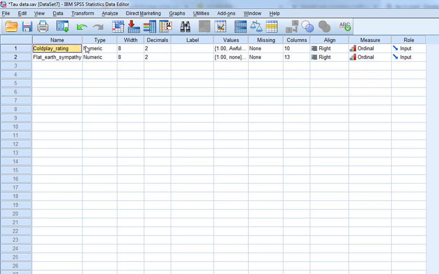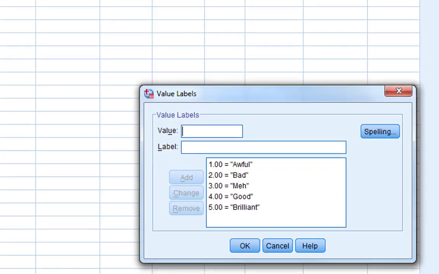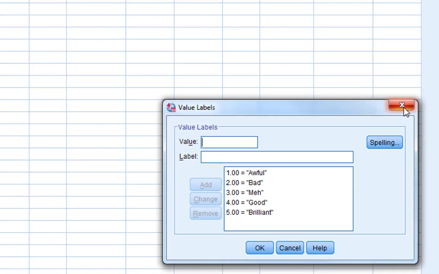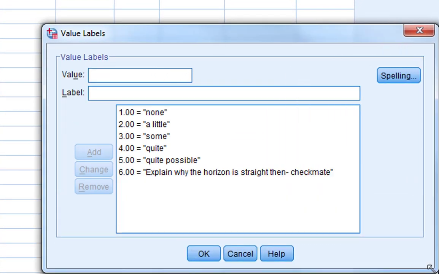And we can see we've got Coldplay rating, and that's scored from awful, which is 1, to bad, 3 is meh, okay, 4 is good and 5 is people think they're brilliant. And then flat earth sympathy is scored from none, a little, some, quite possible, and then explain why the horizon is straight then. So as you see, the higher you score, the more you believe in the likelihood of a flat earth.